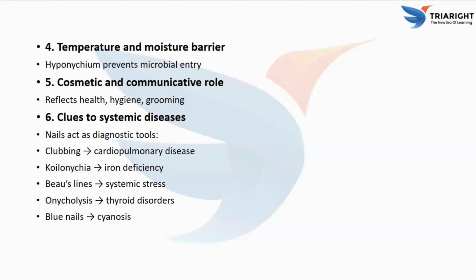Next, coming to onycholysis, also called nail separation. The associated condition is a thyroid disorder. Then blue nails, which is a discoloration of the nails. Why do nails appear blue? Because of oxygen deficiency. If you have less oxygen within your body, your nails turn blue. This is because of cyanosis, the oxygen deficiency. So cyanosis is the associated condition with blue nails. Nails can speak about the health inside the body. So these are the functions of the nails.